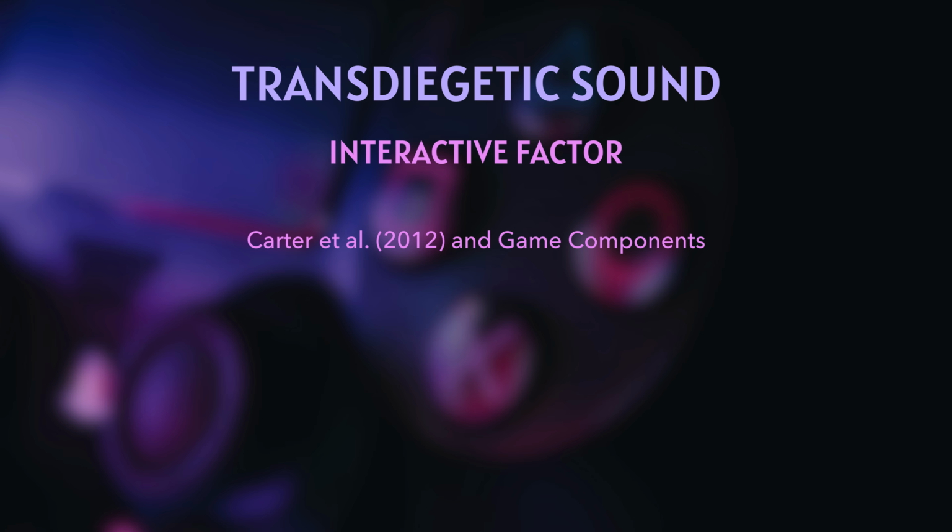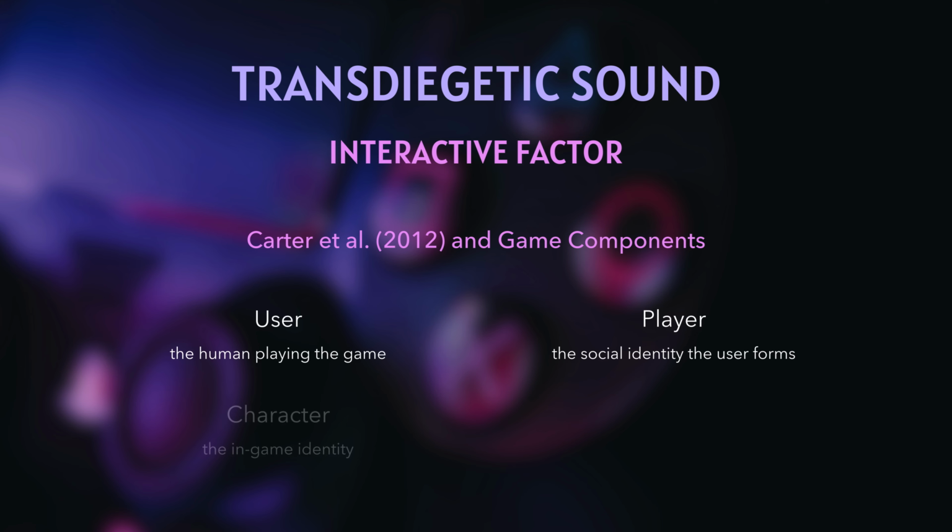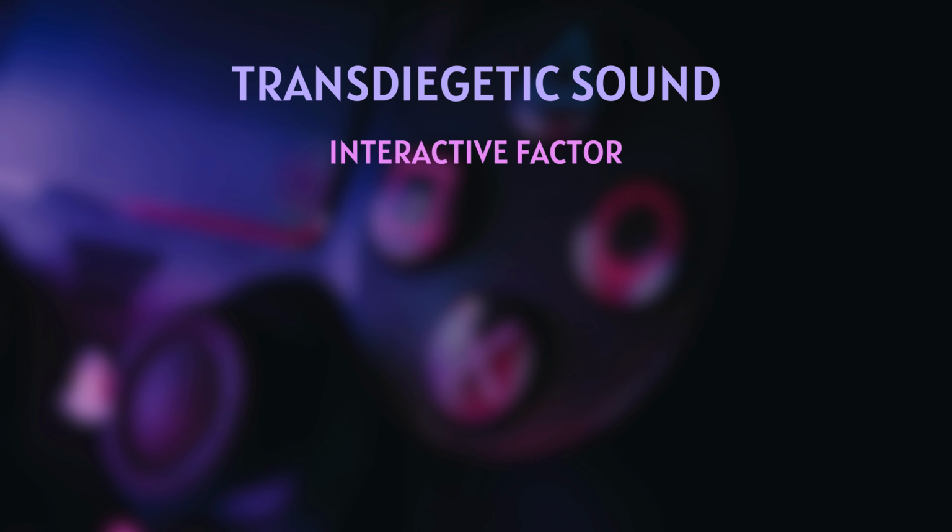So, to understand transdiegetic sound better, let's look at the game components Carter et al. developed. These are basically 4 layers that help us understand the way we, as humans, interact with games. We begin with the user. This is the human playing the game. Then we have the player, which is the social identity the user forms. Then we move on to the character, which is the in-game identity, Batman, for example. And finally we have the avatar, which is the physical manifestation of that character. So when you look at your screen and Batman is there, that is the avatar.